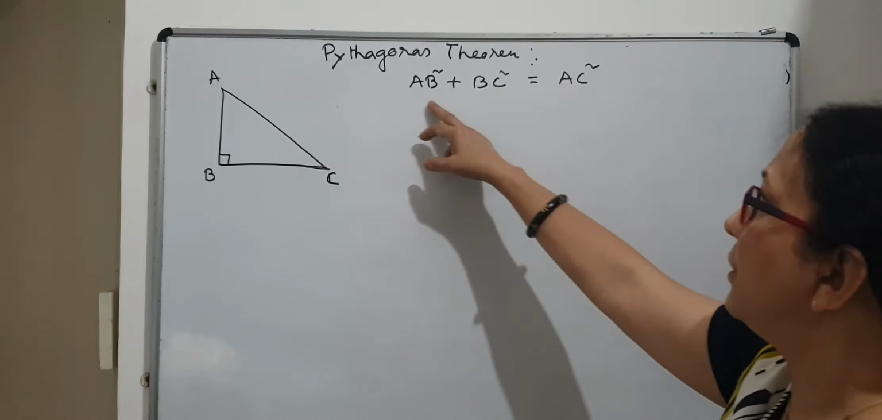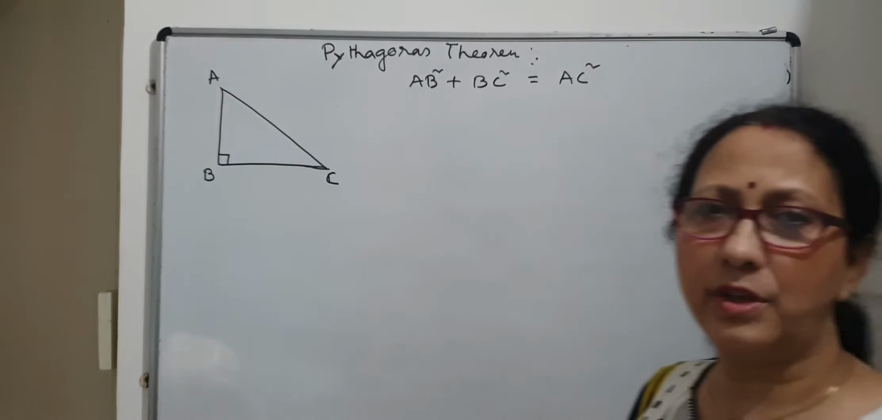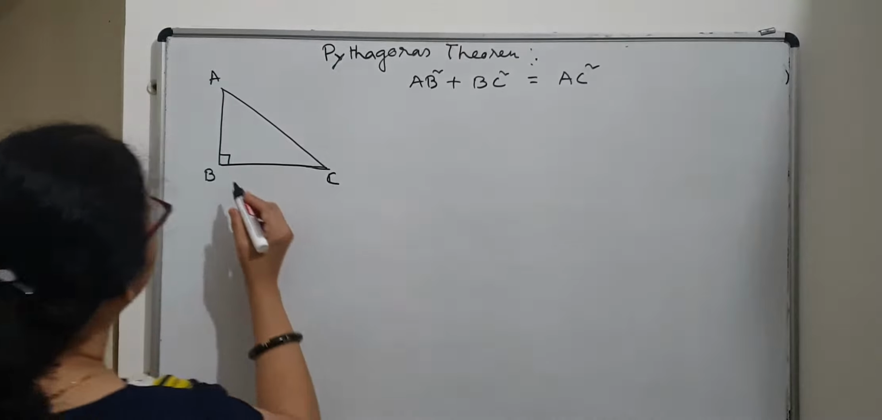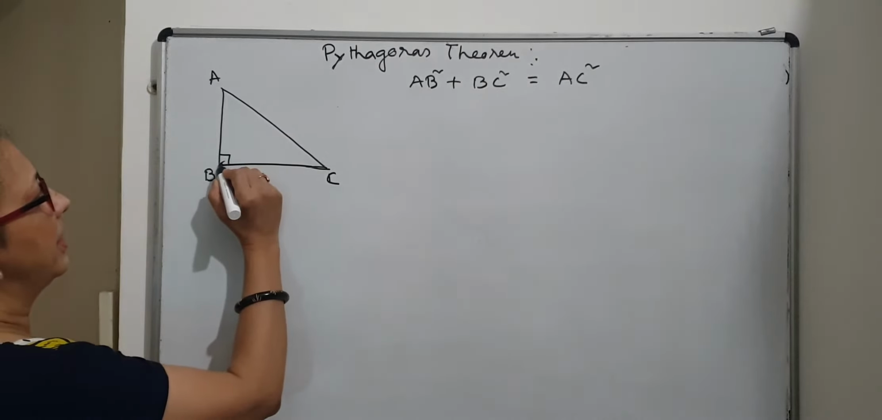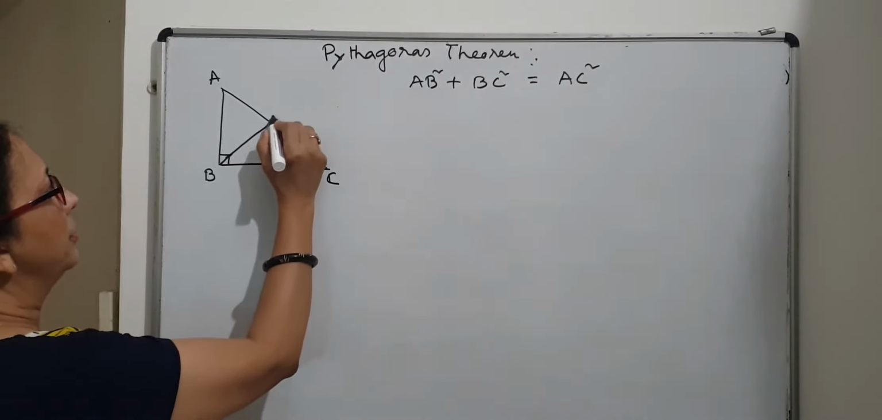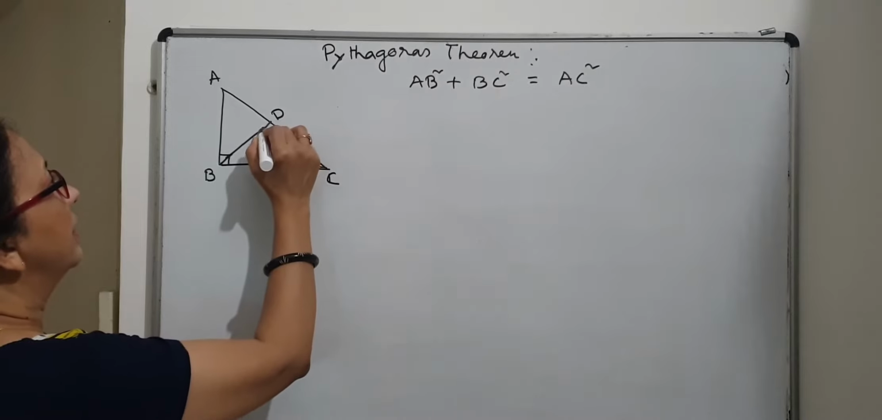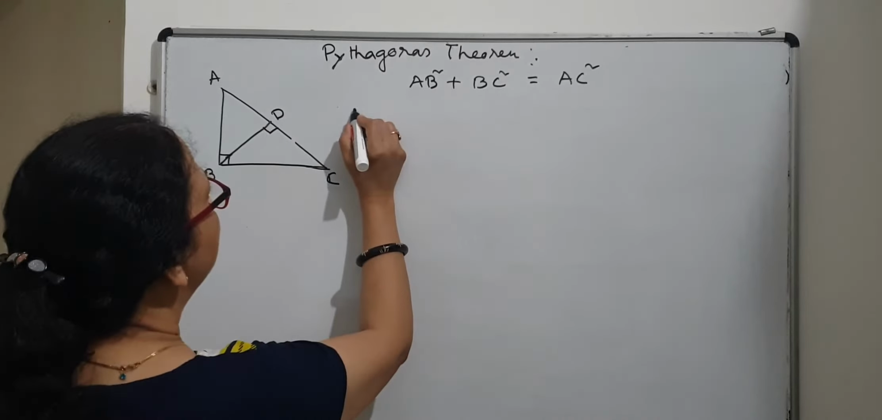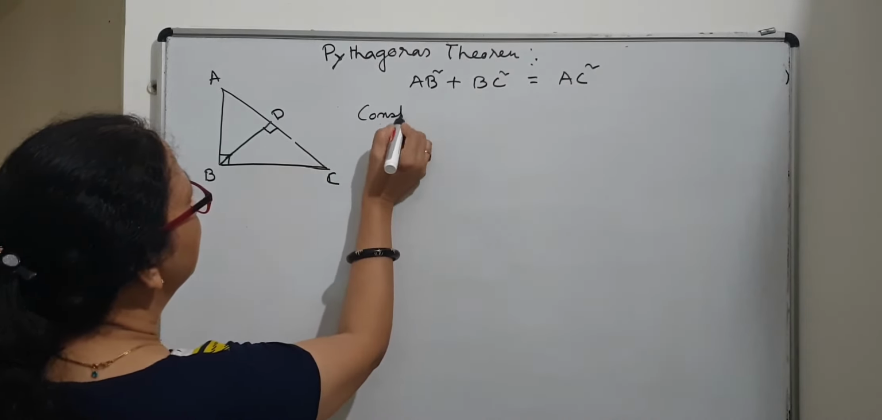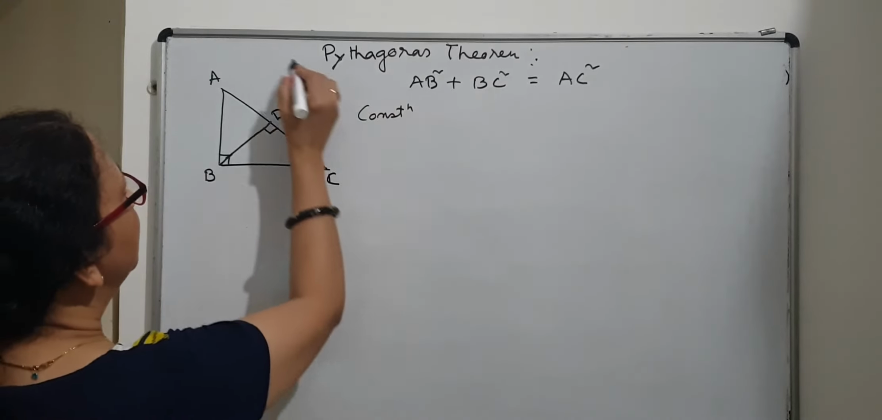Now for the proof of this theorem, what we have to do, the construction will be, we will be dropping a perpendicular from the vertex of the right angle to the hypotenuse BD. Okay. So this is the construction. For the proof, suppose here we have to prove this theorem.